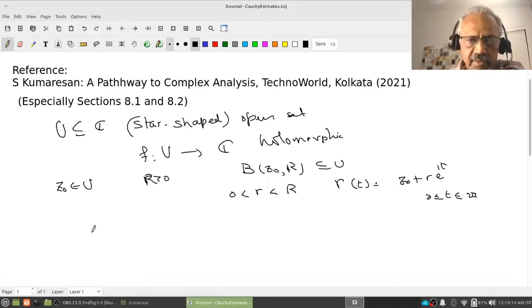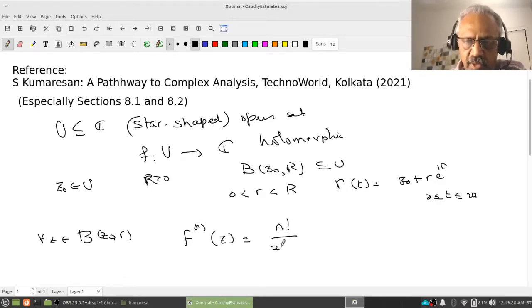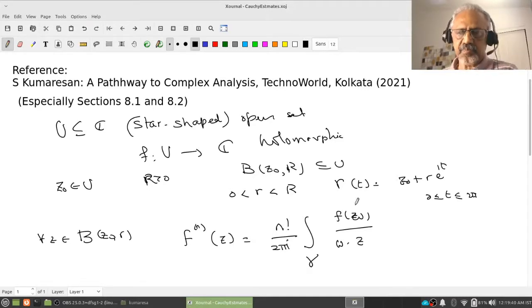Okay, we found out for every z in B(z0, r), the nth derivative of f at z is n factorial by 2 pi i times the integral over gamma of f(w) by (w minus z) to the power n plus 1.